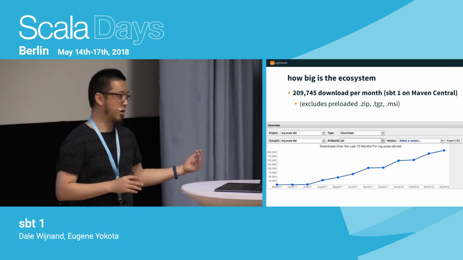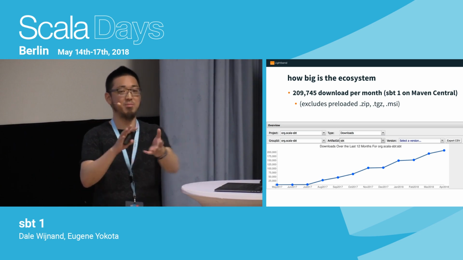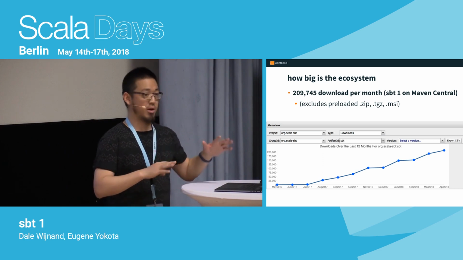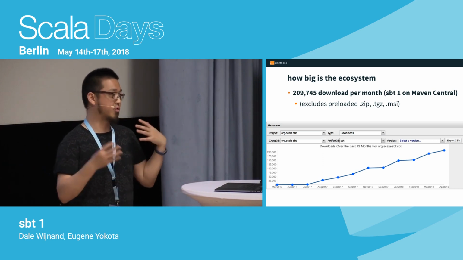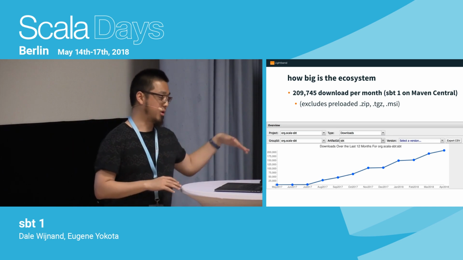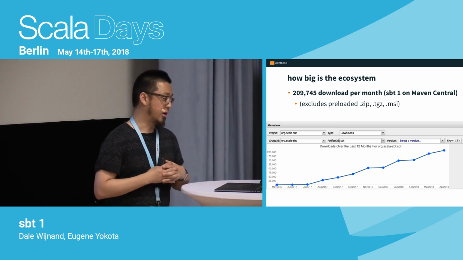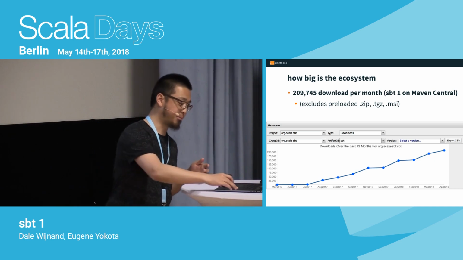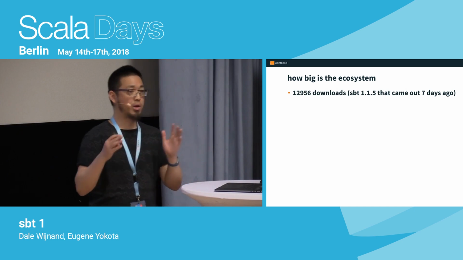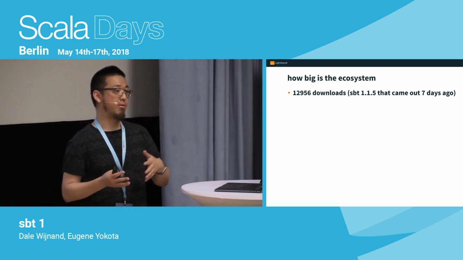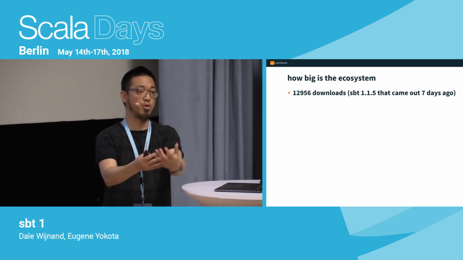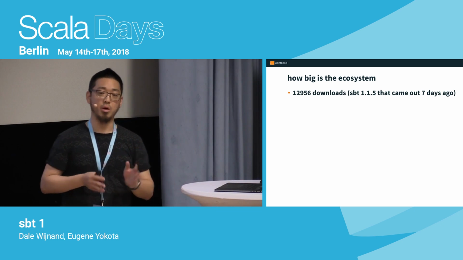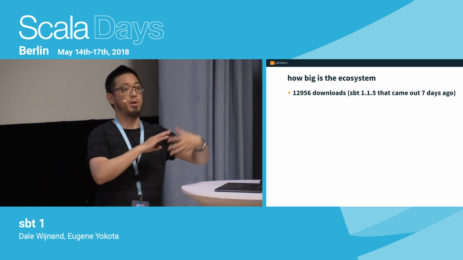In terms of the download numbers, these are even murkier because there are automatic tools and stuff like that. But SBT 1 is hosted on Maven Central, right? So I'm just looking at SBT 1's adoption curve. Last month, it was around 209,000 downloads. And a week ago, we released SBT 1.1.5, and that installer download number was around 12,000 as of this morning. So basically, these are the numbers.